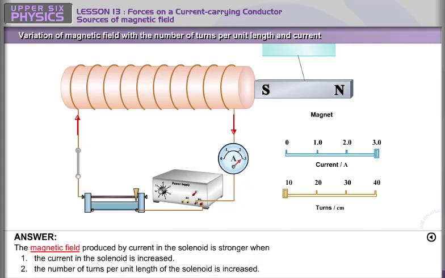Answer: the magnetic field produced by current in the solenoid is stronger when 1. The current in the solenoid is increased. 2. The number of turns per unit length of the solenoid is increased.